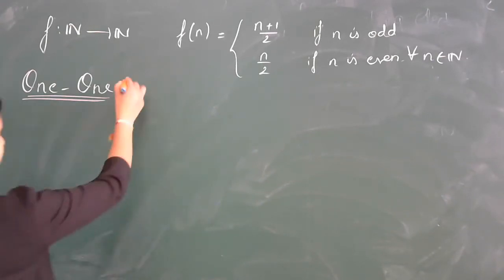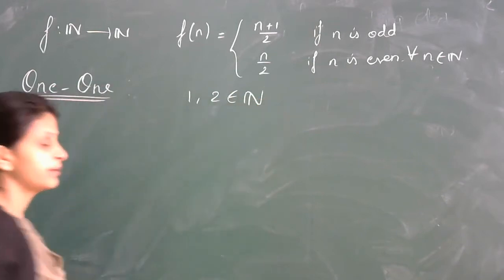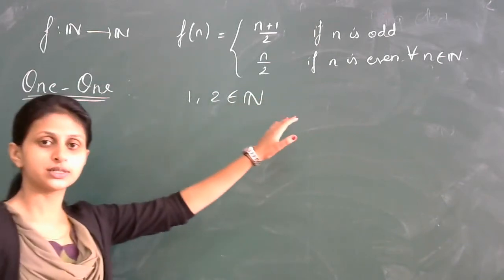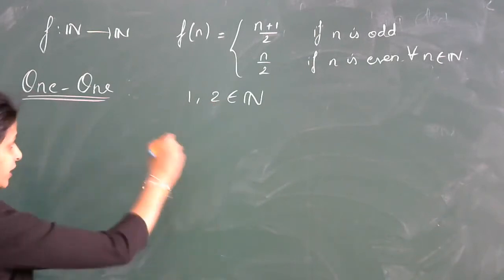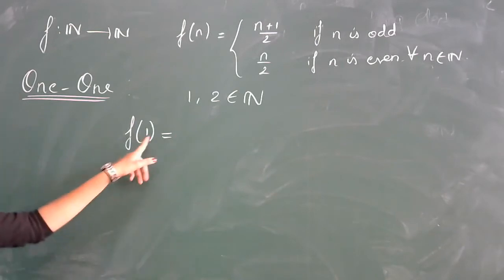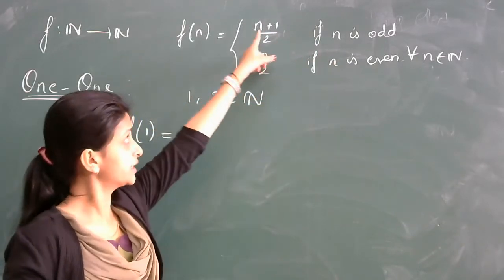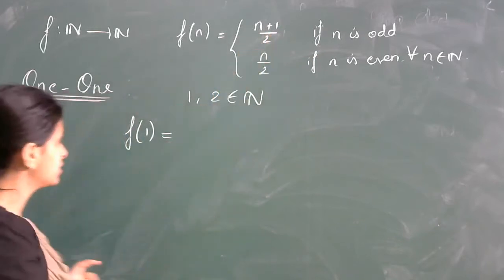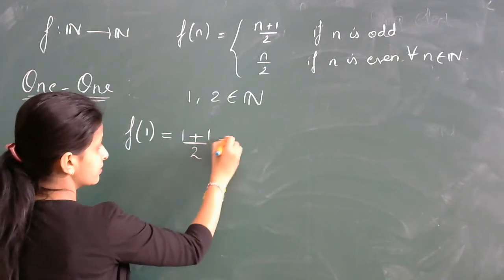Now here I shall take 1 and 2. My domain is the set of natural numbers, right? I have taken two elements, 1 and 2. Now let me find the image of f of 1. Now 1 is an odd number. If n is odd, it is defined as (n plus 1) by 2, right? So 1 is odd, so f of 1 will be equal to (1 plus 1) by 2.